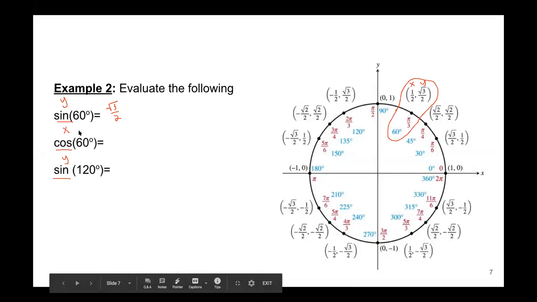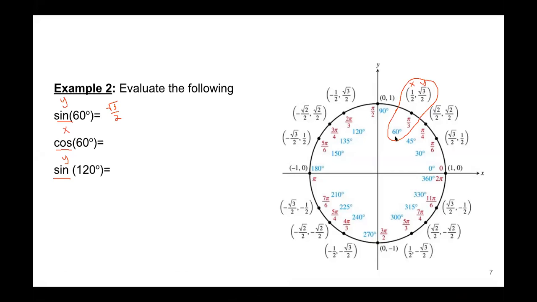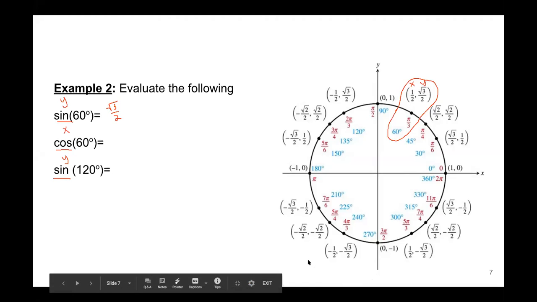Now for cosine, that means I'm looking at the x. Oh, and we're still at 60 degrees, so that's nice. So I'm still here, except now I just need to look at the x value. The x value, or the remaining coordinate here, is simply 1/2. Let me go ahead and stick that in there.